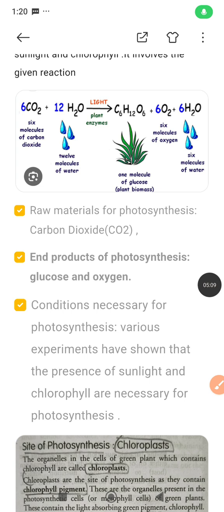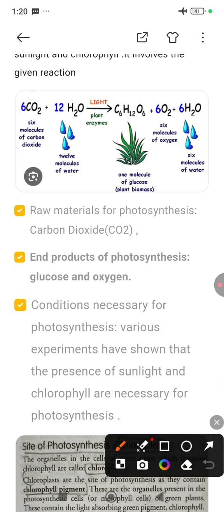What are the raw materials used in the photosynthesis? We know that here carbon dioxide and water, these two are the raw materials for photosynthesis. What are the end products of the photosynthesis? End products mean which are released or formed by the process of photosynthesis. These are known as glucose and oxygen. These are the end products of the photosynthesis.